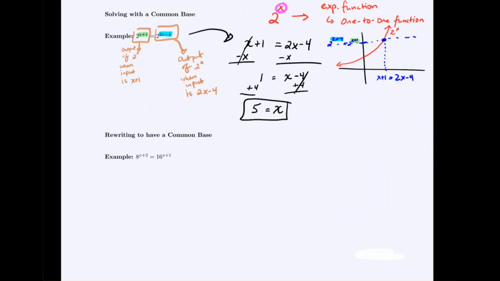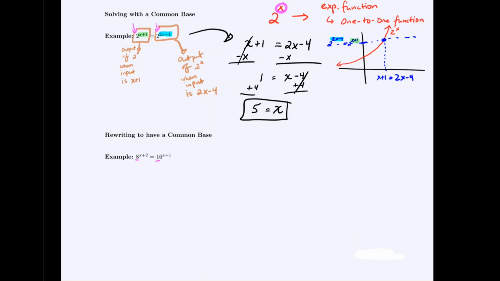Now, one thing we want to keep in mind so that we can apply this to future situations is this only worked because it was an exponential function with the same base. It was 2 to something equals 2 to something. As we see in our next example, we have 8 to something equals 16 to something. Since these are not the same base, we can't use the one-to-one property and just let the inputs be equal to each other.